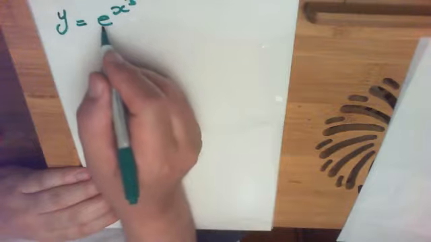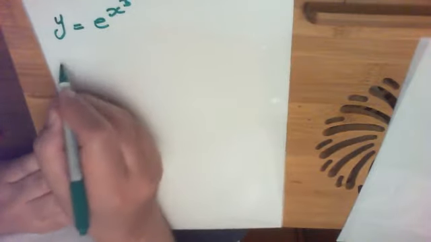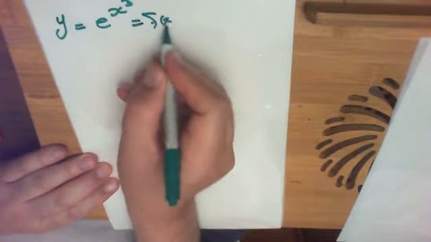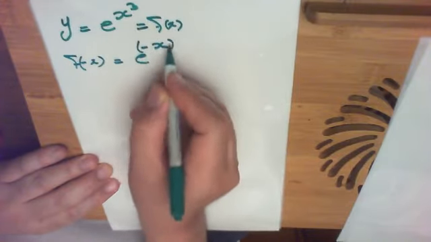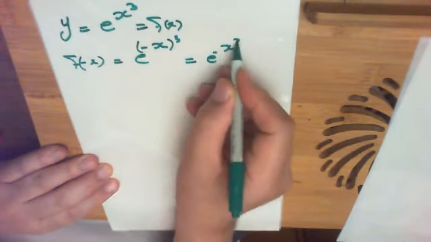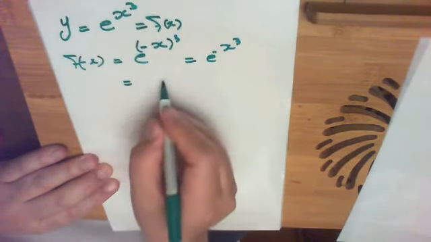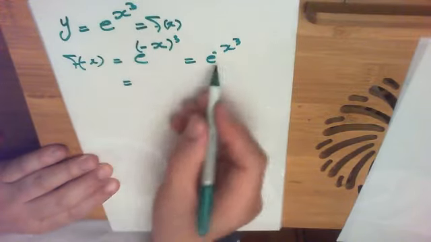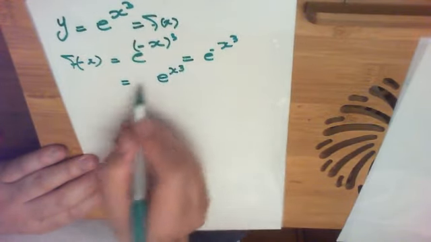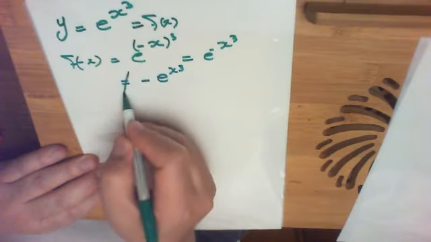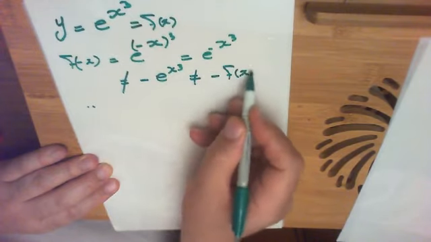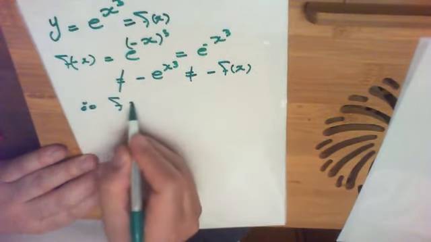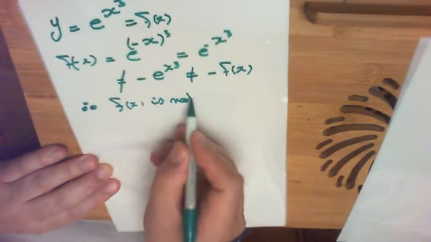When you replace x with minus x, if this is f of x, then f of minus x equals e to minus x all cubed, which is e to minus x cubed. Is this equal to the original function with a negative sign? The original function is e to x cubed with a negative sign. Is this equal to this? No. So this doesn't equal minus f of x. Therefore, the given f of x is not an odd function.